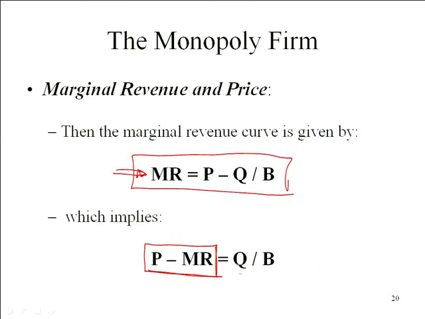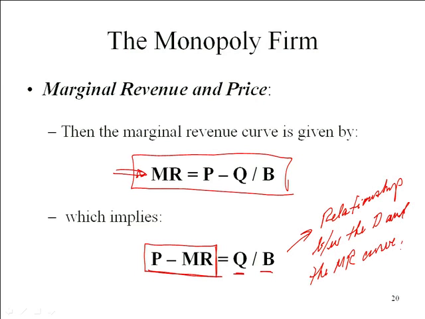So notice that for any given slope, the larger the quantity is, the bigger the difference has to be. The steeper the slope, also the bigger the difference. The flatter the slope, the smaller the distance. Okay, so this then tells us something about the relationship between the demand curve and the marginal revenue curve.